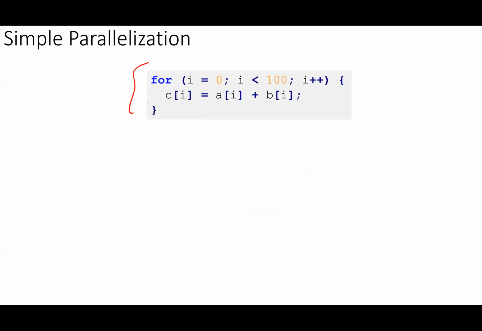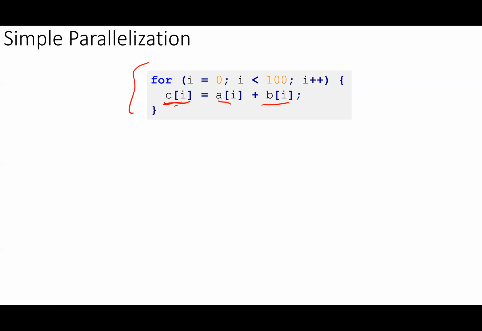Okay, so how do we parallelize? I'm going to take a really simple example, and we're going to do a quick demo to see how it works. So I've got a for loop that goes from 0 to 100, and all I'm doing is adding 2 vectors. I've got A and B, and I want to add them to make C.